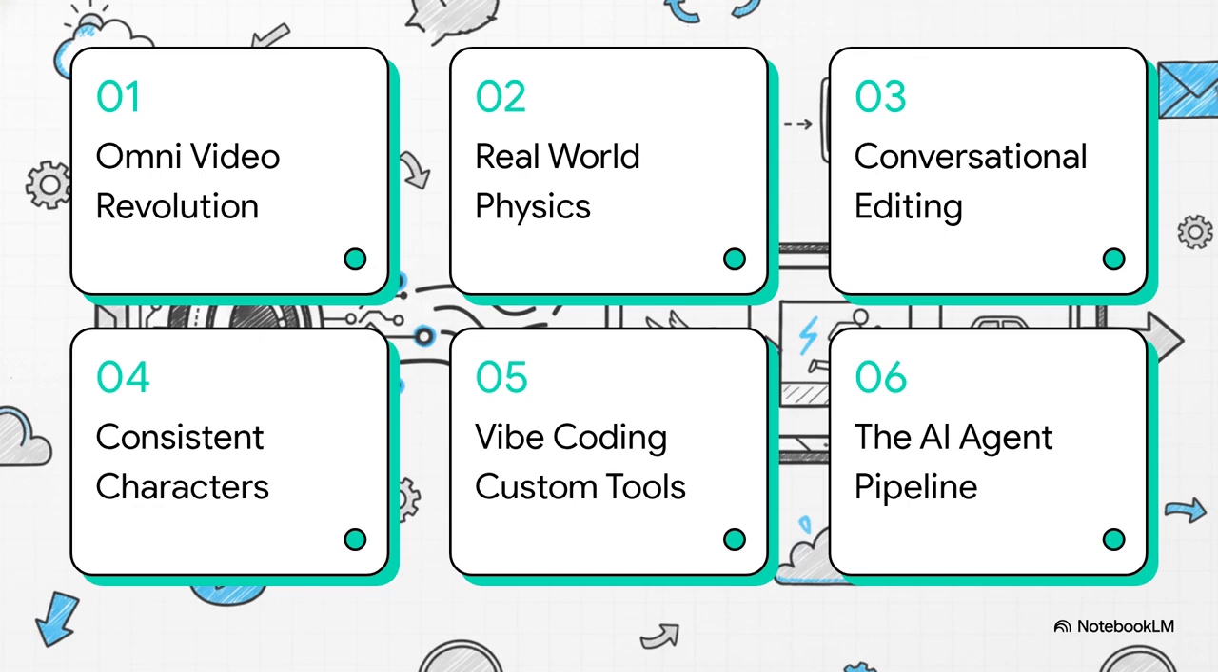Here's exactly how we're going to unpack this massive update to Google's Creative Suite. First, we'll cover the Omni Video Revolution. Second, mastering real-world physics. Third, conversational video editing. Fourth, locking in consistent characters. Fifth, vibe coding custom tools. And finally, number 6, the AI agent pipeline.